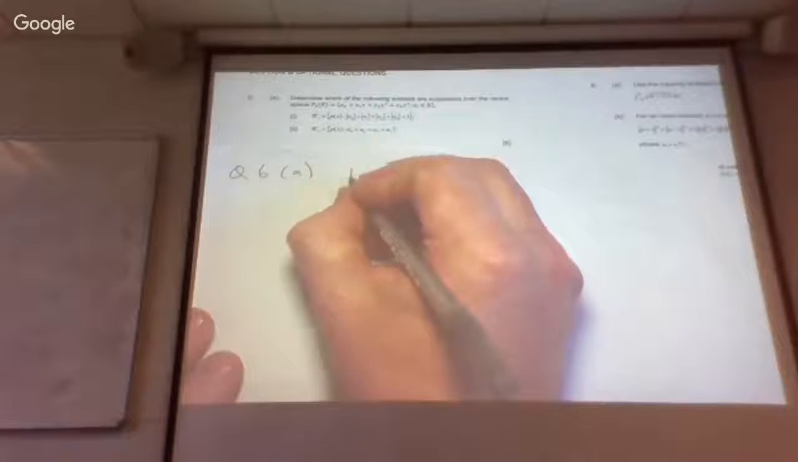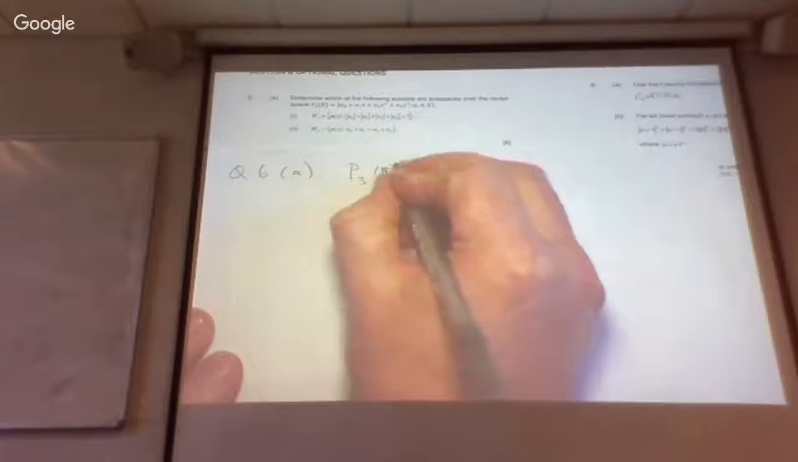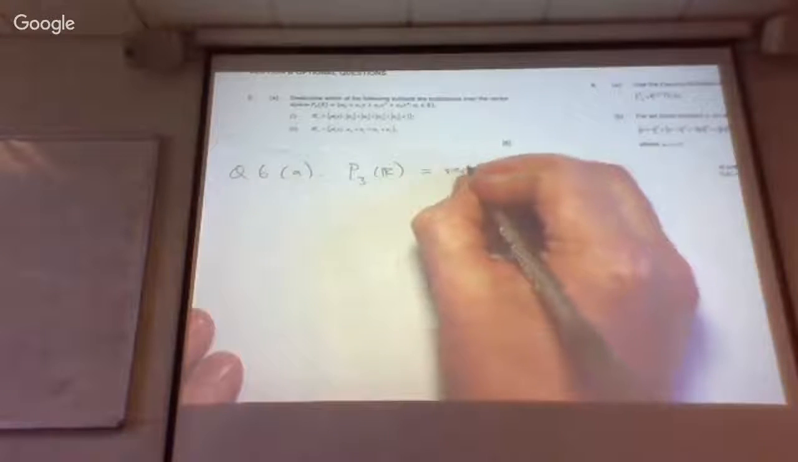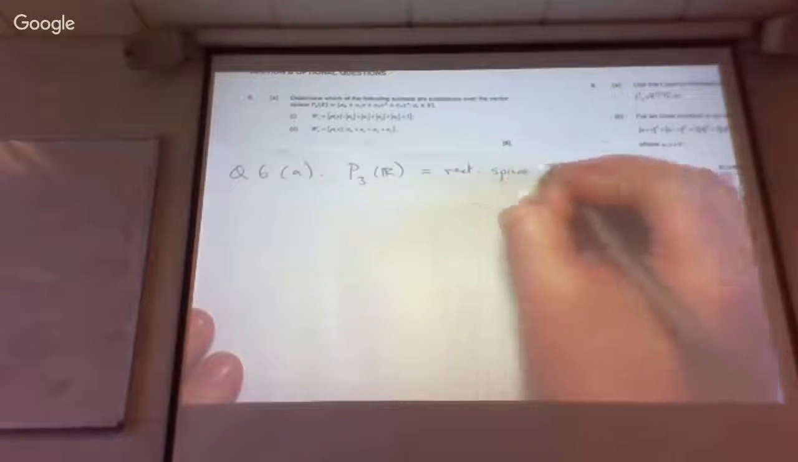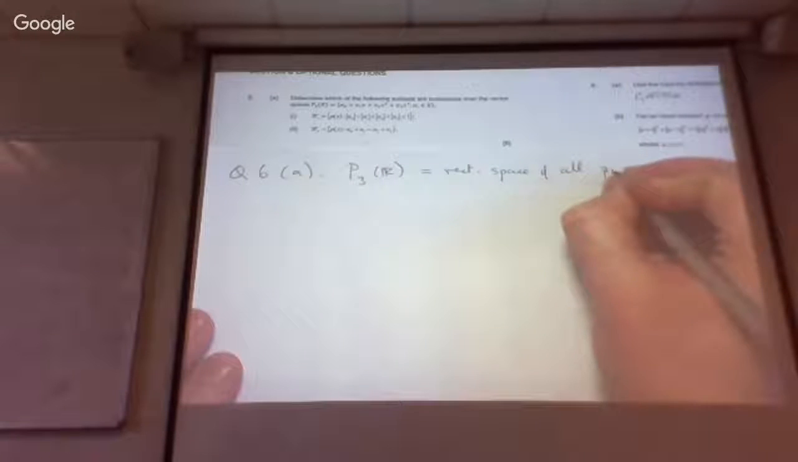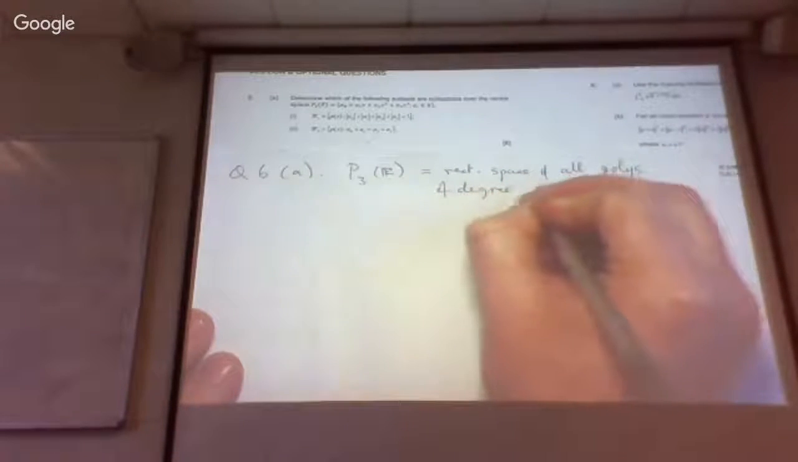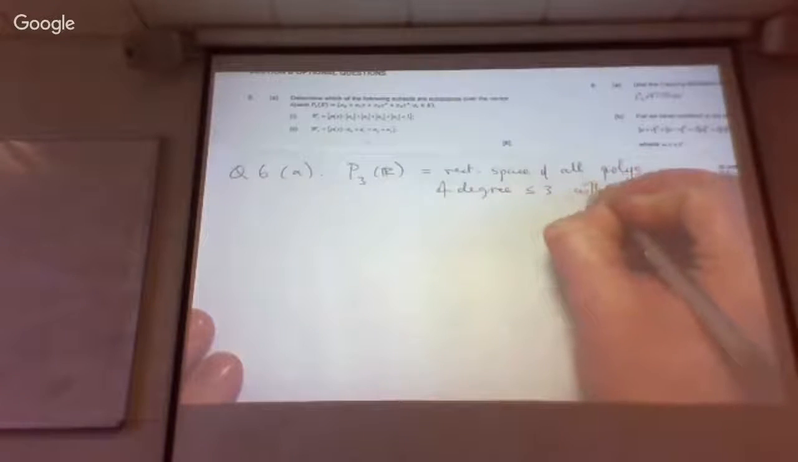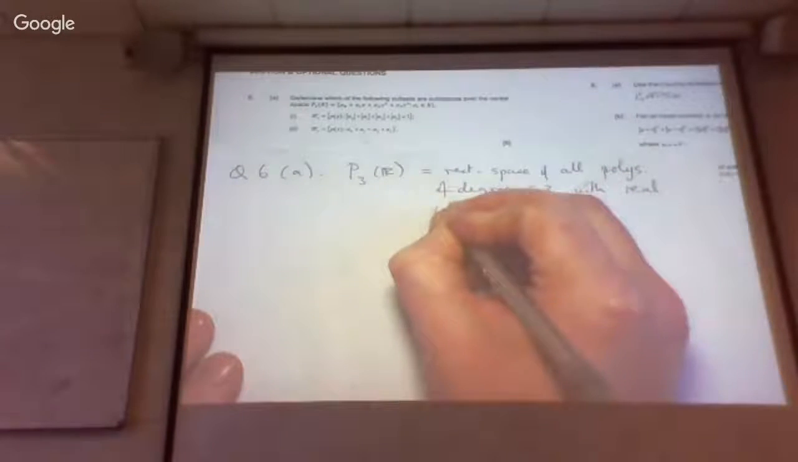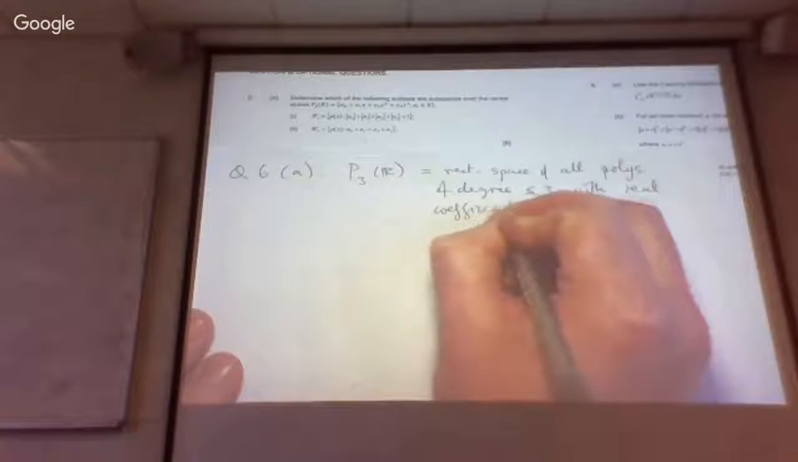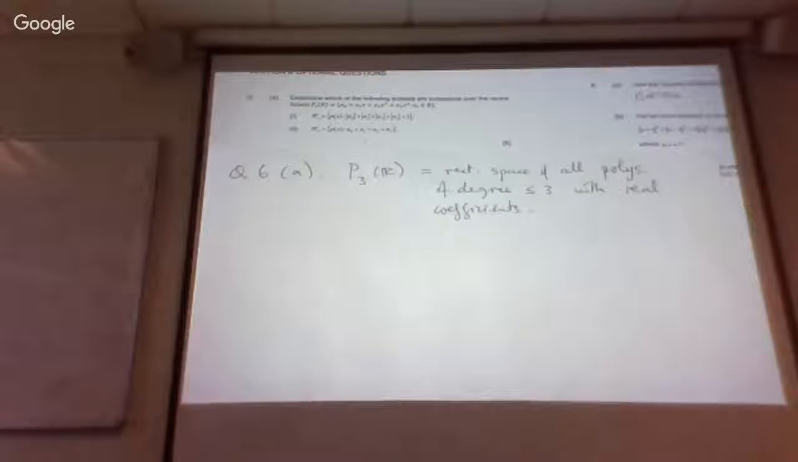So question 6a is about vector spaces and their subspaces. So the context here is we're dealing with P3R, which is the vector space of all polynomials of degree less than or equal to 3 with real coefficients. Okay, so this is a vector space.